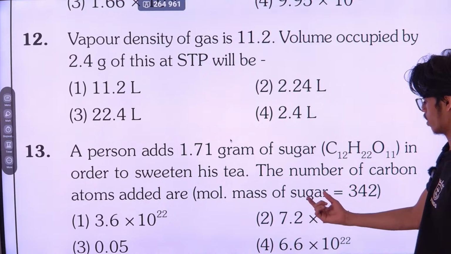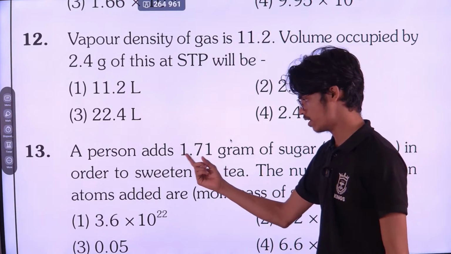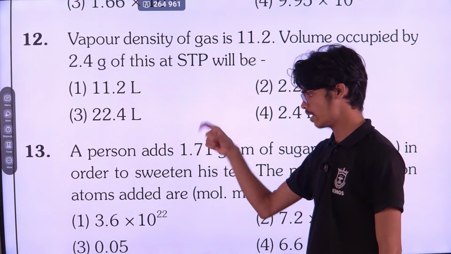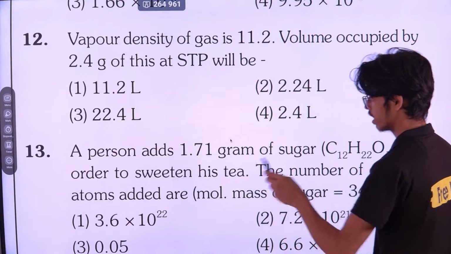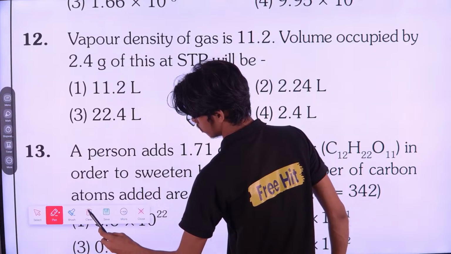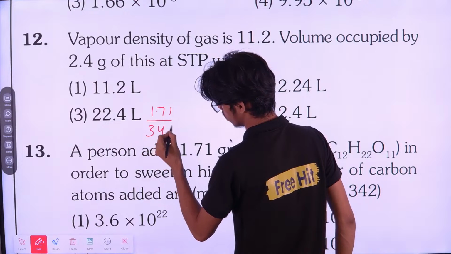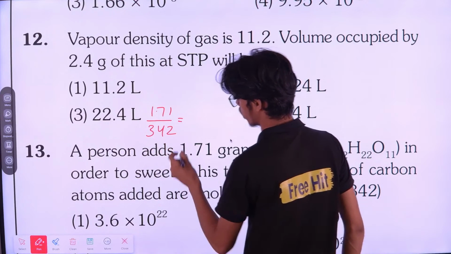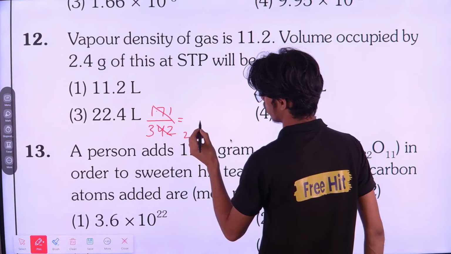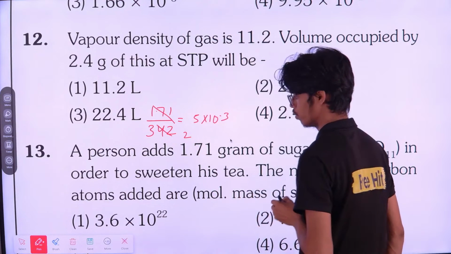See, molar mass of the sugar is already given, 342. Now you can see how beautiful the numbers are, 171, 342. If you halve 342, you get 171 and divide by 100. So what is the number of moles of sugar? Given mass upon molar mass. So 1.71 divided by 342. You first cancel out with half, and there is 100 also. So 0.5 into 10 to the power minus 2. So you can say 5 into 10 to the power minus 3. 5 millimoles are there.